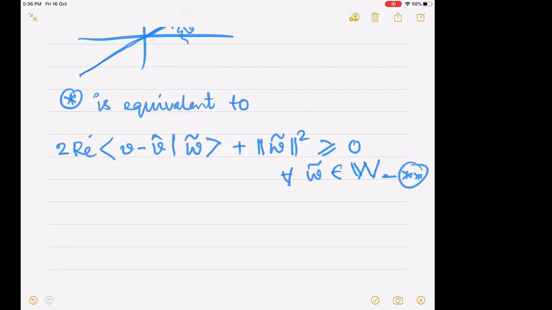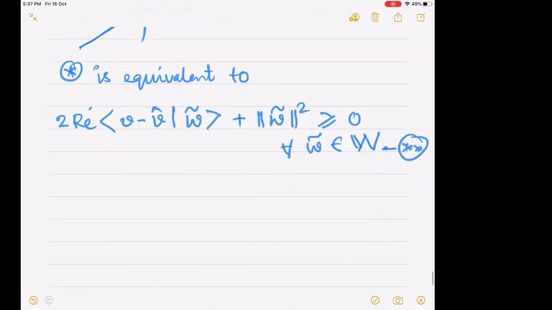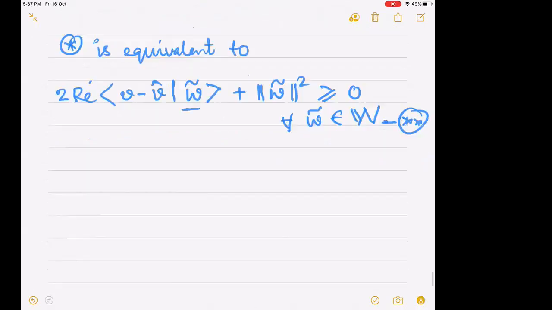Yeah, is that all right? Now, the question is: is this inequality possible? Or when is this inequality possible? That is what we will see now. So these W tildes are arbitrary, no? What I'm going to claim now is once again quite non-intuitive, so you have to pay absolute attention.